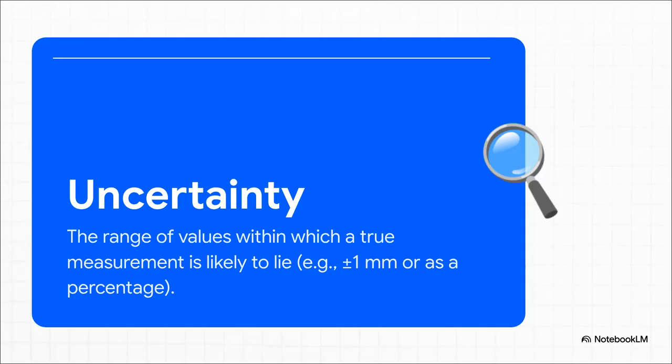So how do we actually put a number on this doubt? Well, that's where uncertainty comes in. Absolute uncertainty gives us a simple plus or minus range. So if we measure something as 50 millimeters plus or minus 1, we're really saying, hey, the true value is probably somewhere between 49 and 51. Then you have percentage uncertainty, which is super useful because it tells you how big of a deal that error actually is compared to your measurement.